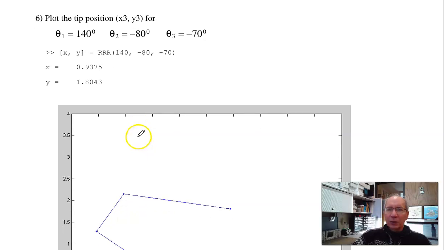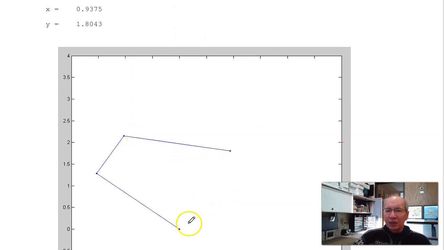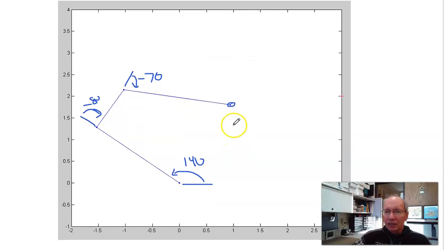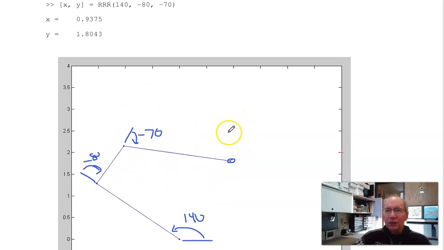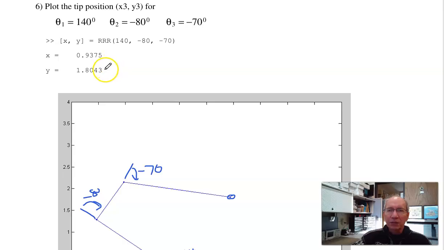Suppose I try the angles 140, minus 80, minus 70. So here is 140 degrees. This is minus 80. And this is minus 70. Where it winds up is right here. That is about 1.2. It's actually 0.9375, 1.8043. That's called forward kinematics.